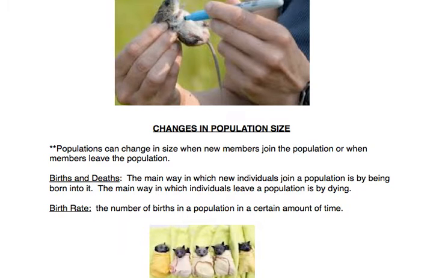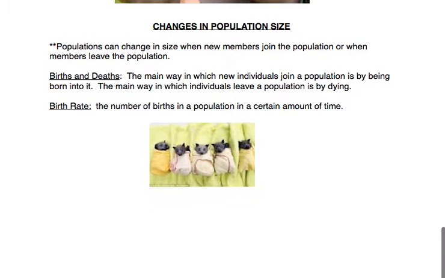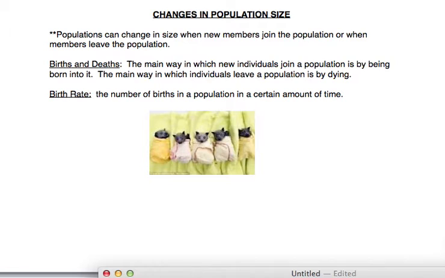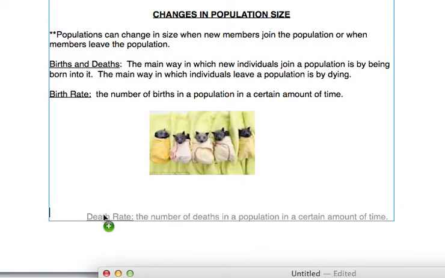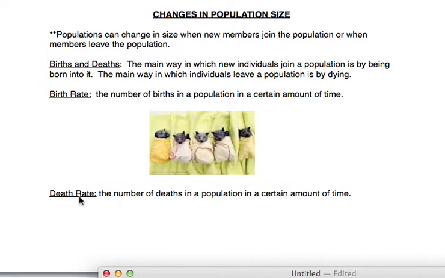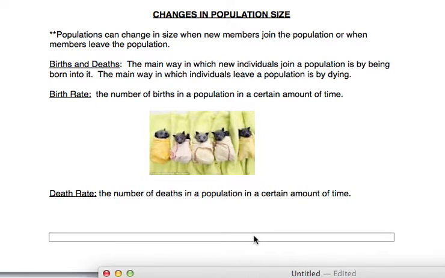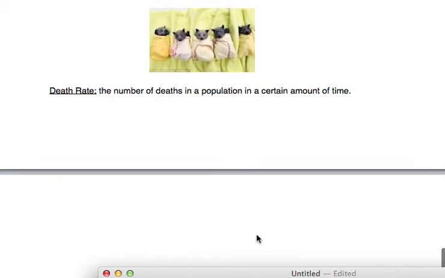Okay, and so if you have birth rate, you also have something called death rate. The death rate is just, you look at it the same way as you look at birth rate. It's the number of deaths in a population in a certain amount of time, whether it be a week, a month, a year, a decade, or even a day. The number of deaths in a population in a certain amount of time is the death rate.